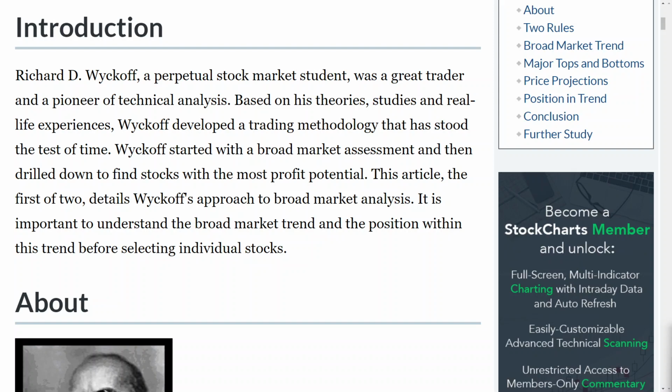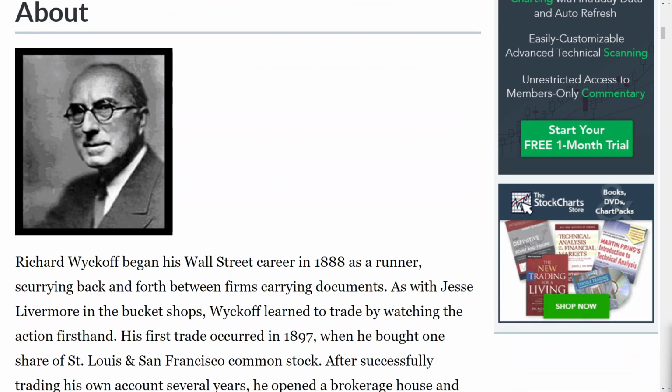About. Richard Wyckoff began his Wall Street career in 1888 as a runner, scurrying back and forth between firms carrying documents. As with Jesse Livermore in the bucket shops, Wyckoff learned to trade by watching the action firsthand. His first trade occurred in 1897, when he bought one share of St. Louis and San Francisco common stock.